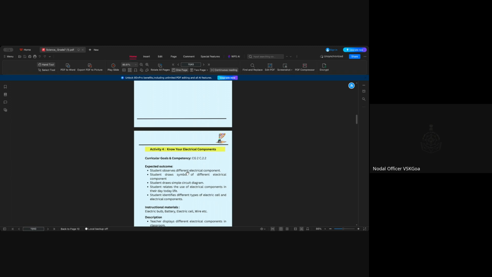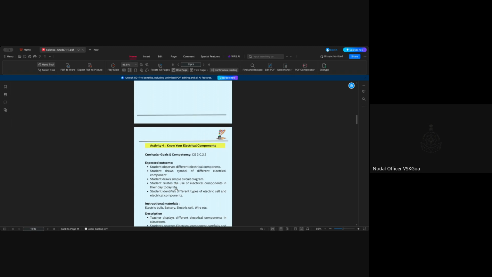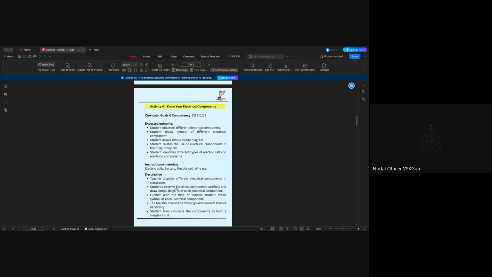The expected outcome of this particular activity is that students will first observe the different electrical components. They will try to identify the names of the different electrical components. At the same time, they are going to draw symbols of the different electrical components. And at last, they can also be tasked to draw a simple circuit based on the symbols which they have figured out. So this is the outcome which is expected through this particular activity.